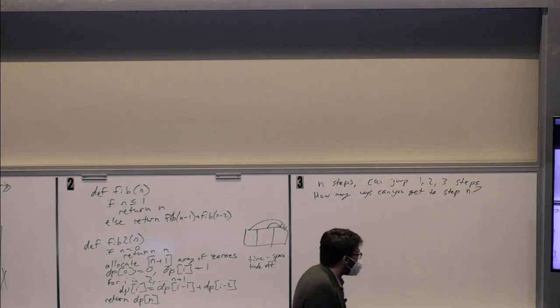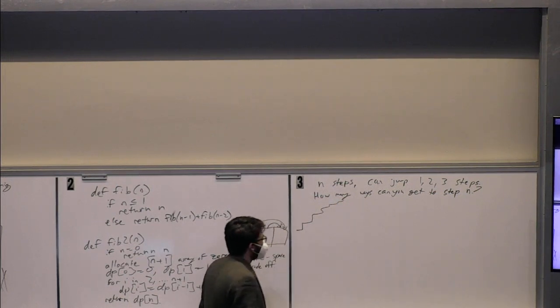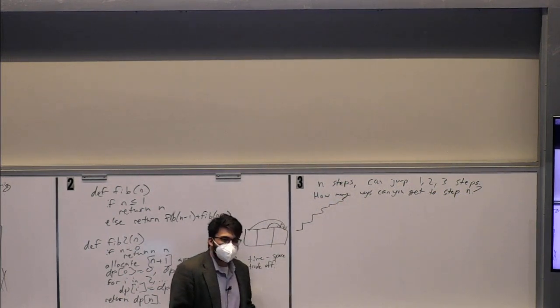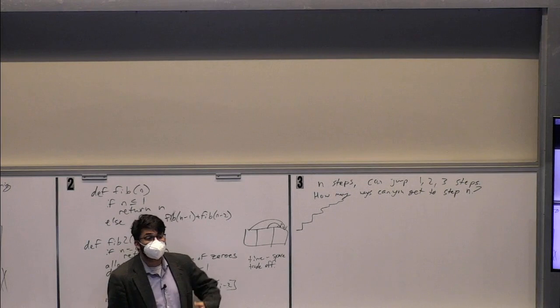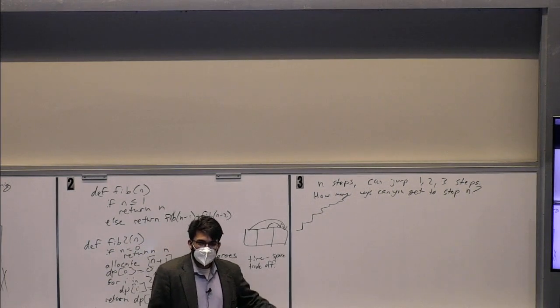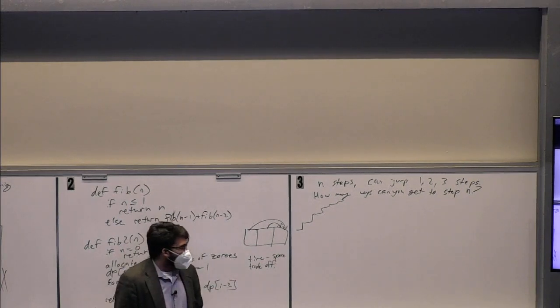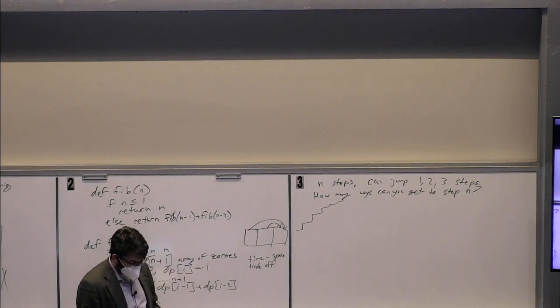So you're at some step, right? It's a terrible staircase, but you're at some step, and then you can jump one step, you can jump two steps, or you can jump three steps. At any moment, you can decide to jump one step, or two steps, or three steps. How many ways can you get to step N?